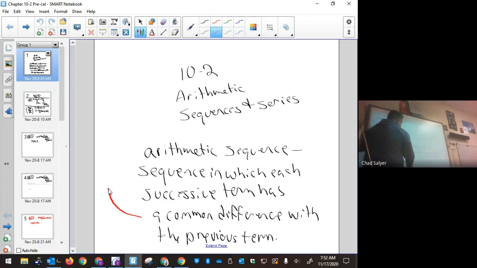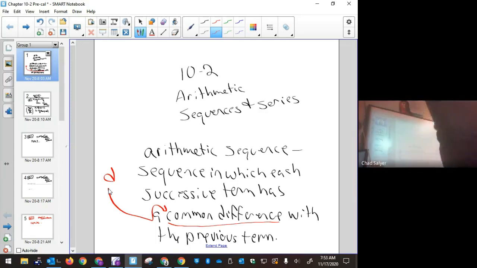So this common difference is usually called d as in delta. We discussed this ever so briefly yesterday, but today this will be the focus. Now, 10.2 and 10.3 are going to describe arithmetic and geometric sequences and series respectively.